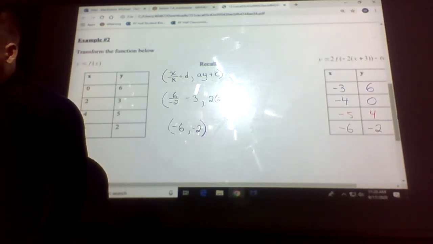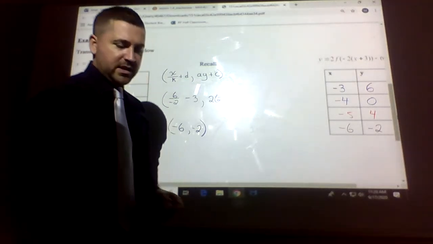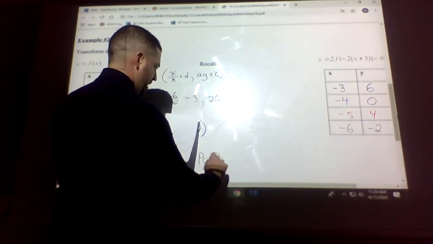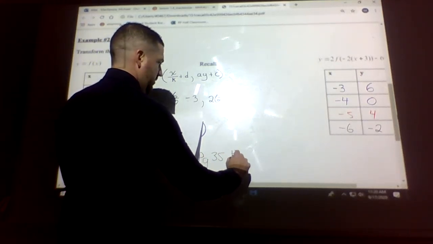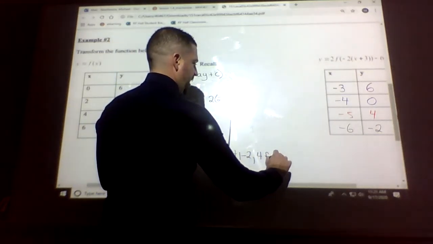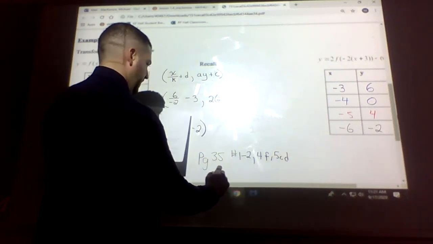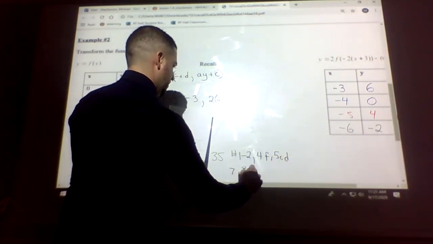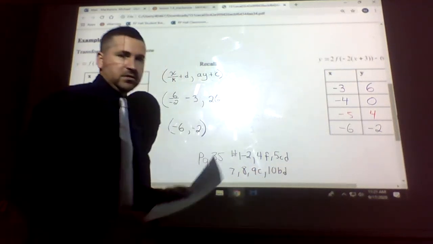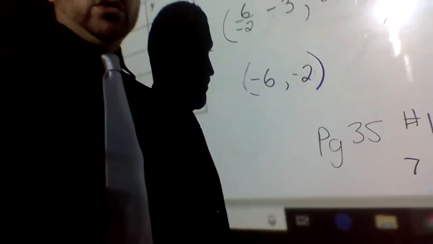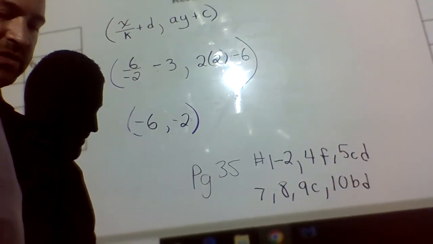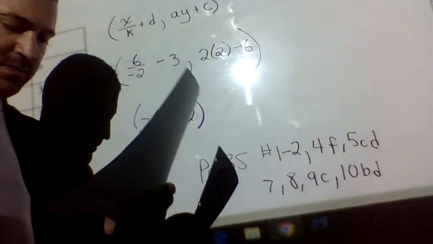I don't think it's listed at the bottom of the homework, so I'm going to write it here. We have page 35, numbers 1 to 3, 4F, 5CD, 7, 8, 9C, and 10BD. So again, numbers 1 to 3, 4F, 5CD, 7, 8, 9C, 10BD.